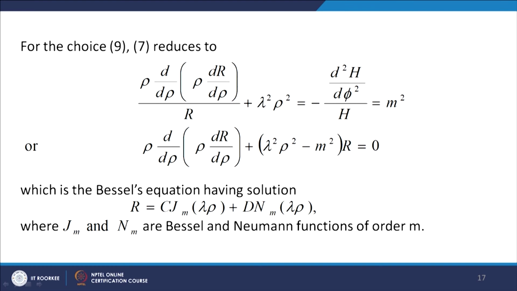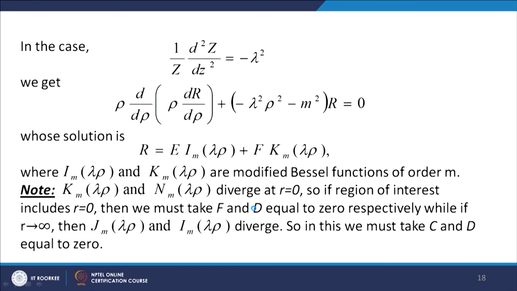If you take 1 over z d square z over dz square to be minus lambda square, you get minus lambda square rho square minus m square into r, whose solution is r equal to e times I_m(lambda rho) plus f times K_m(lambda rho). e and f are constants, I_m(lambda rho) and K_m(lambda rho) are modified Bessel functions of order m.